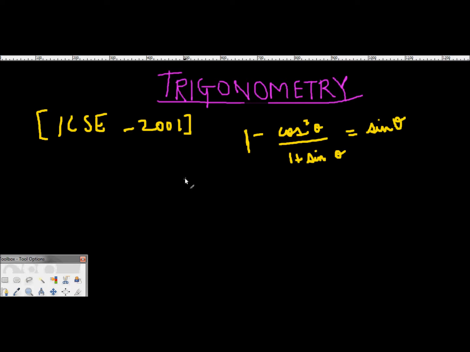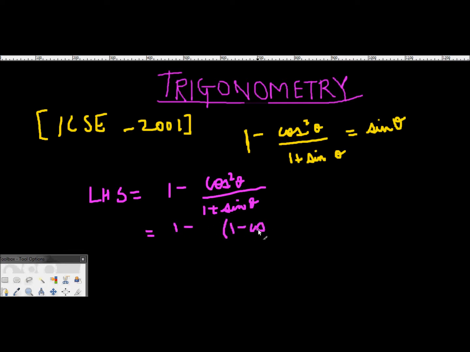So guys, how you tackle this question is you write LHS, which is left hand side. I'm writing the left hand side for you so that you don't get confused: 1 minus cos square theta by 1 plus sine theta. Now this left hand side, according to the first relation that we had, sine square theta plus cos square theta is 1. So cos square theta is nothing but 1 minus sine square theta, and in the base you have 1 plus sine theta.